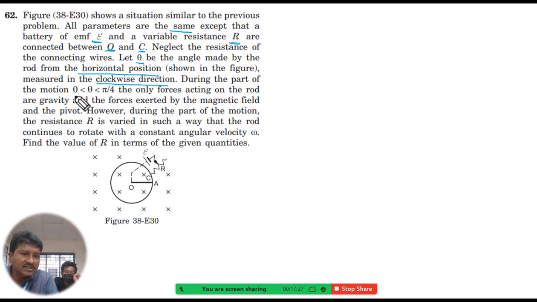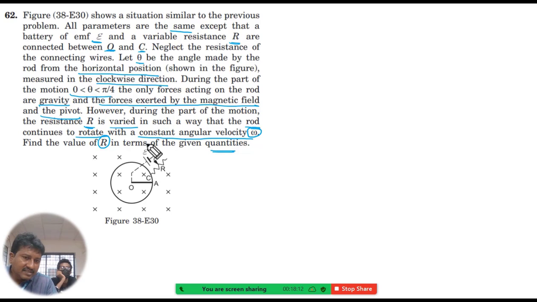During the part of the motion 0 to pi by 4, that means it rotated through a quarter angle, the only forces acting on the rod are gravity, the force exerted by the magnetic field, and the pivot. However, during this part of the motion, resistance R is varied in such a way that the rod continues to rotate with a constant angular velocity omega. Find the value of R in terms of the given quantities. That's the problem.